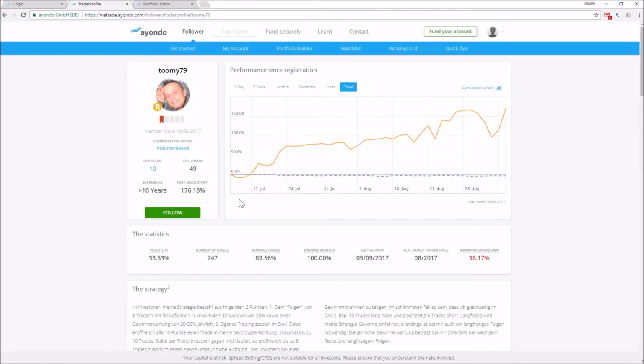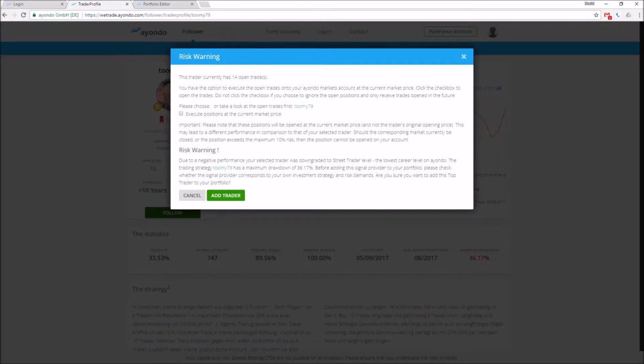We decide to follow Tumi, so add him into our portfolio traders. So we'll click on follow. So we get this warning. If they've got open positions, if Tumi bought the DAX a week ago and is still running that position, we can, if we want to, choose to follow that position. But of course, we're getting in wherever the market is now, not where the market was a week ago. And as I said, what I want to do is just follow any future trades. So I don't want to follow their positions. I don't want to execute positions at current market price. So I'll leave that blank. Click on Add Trader.